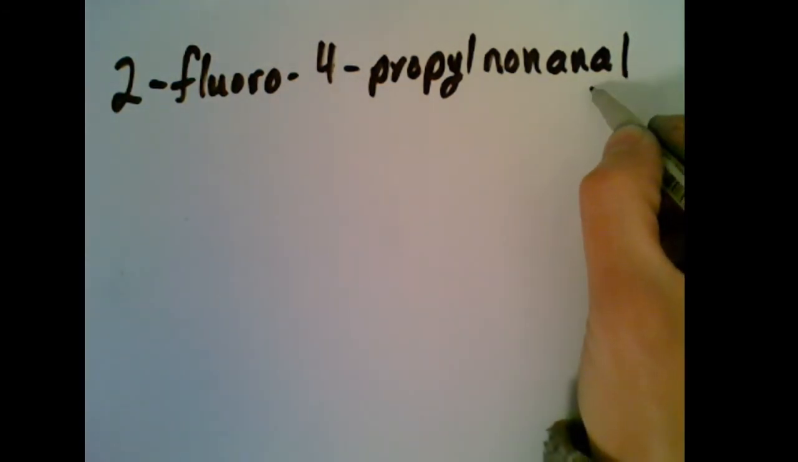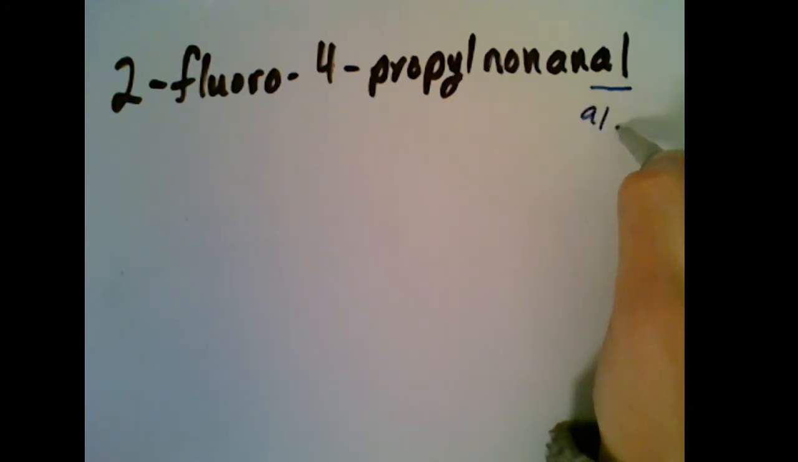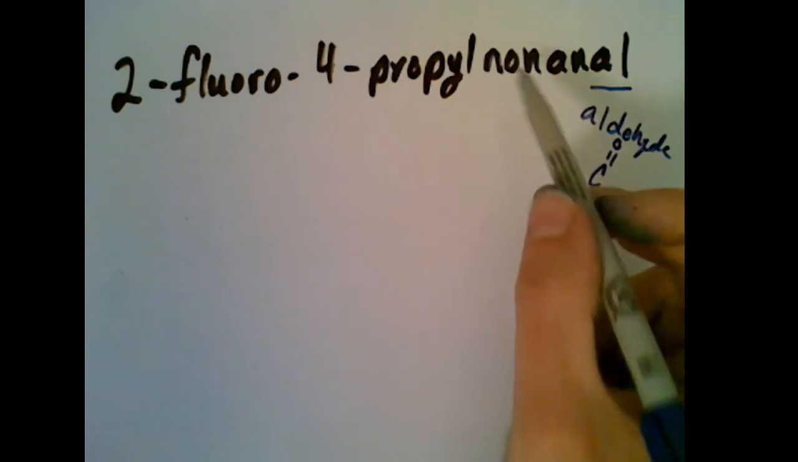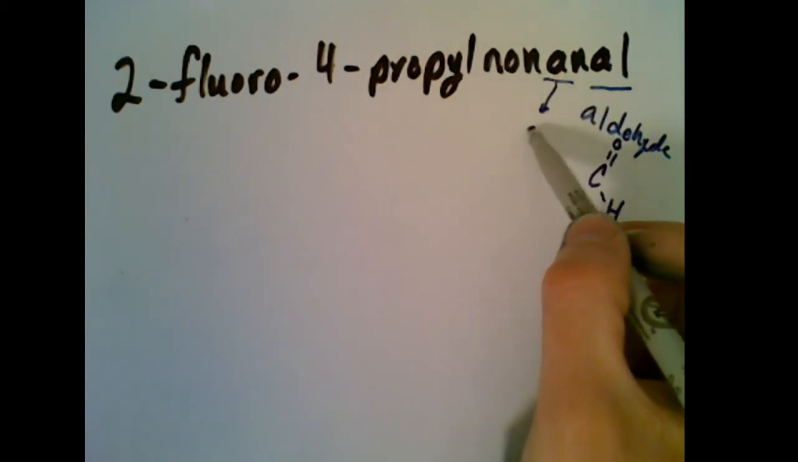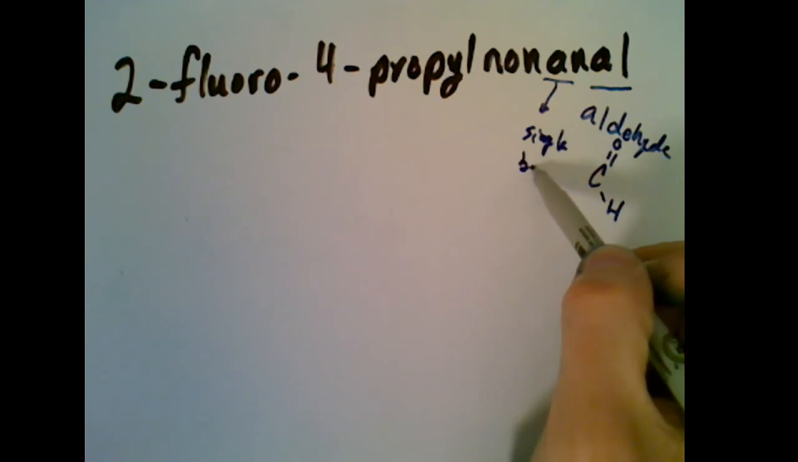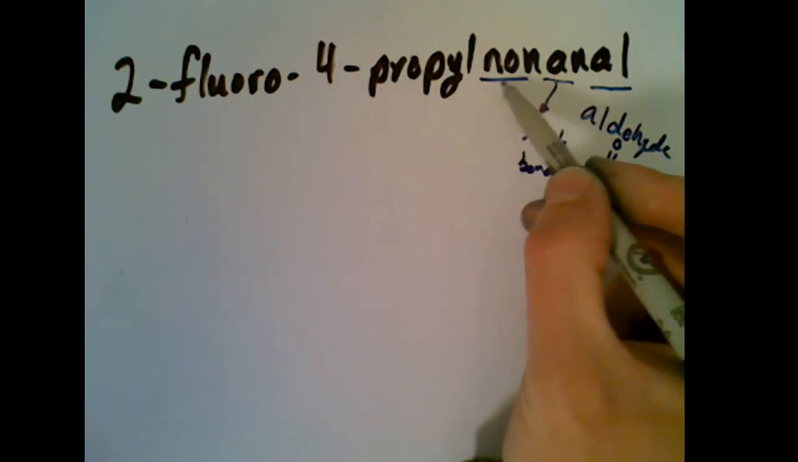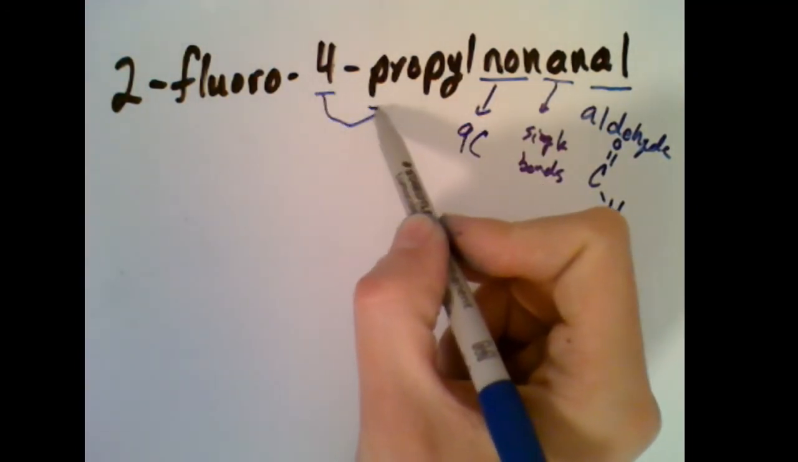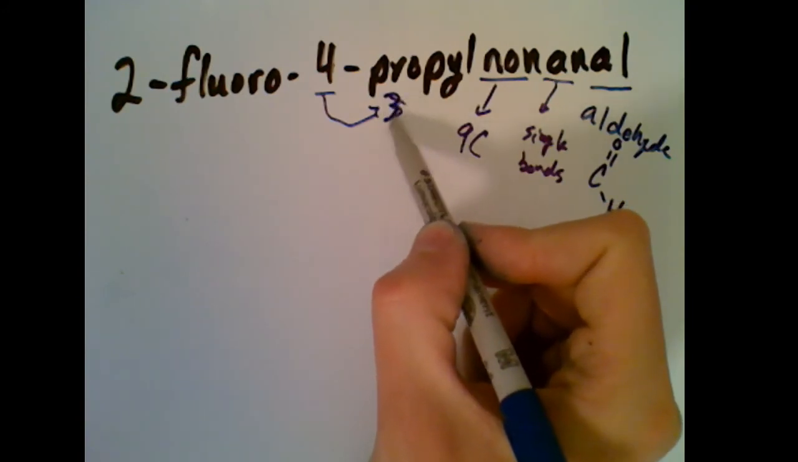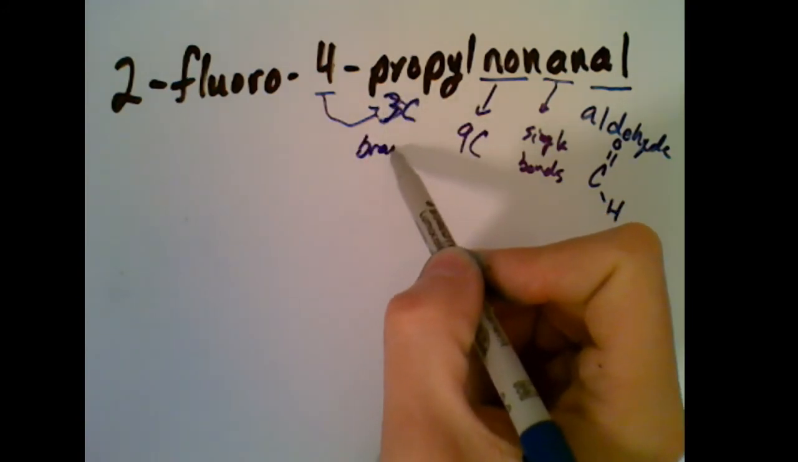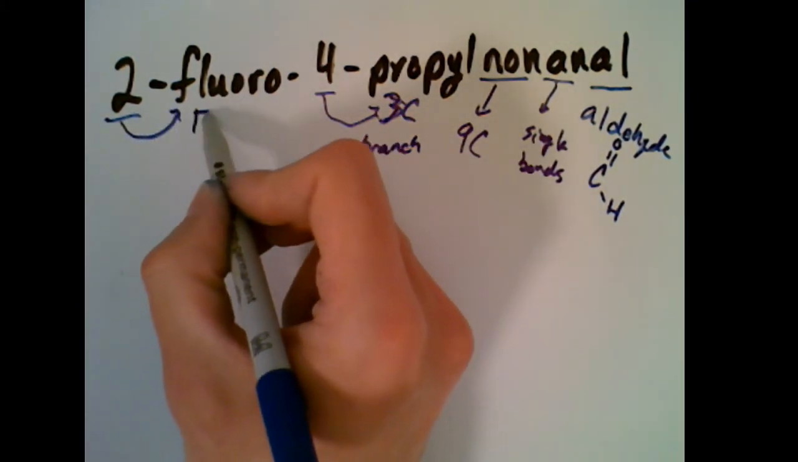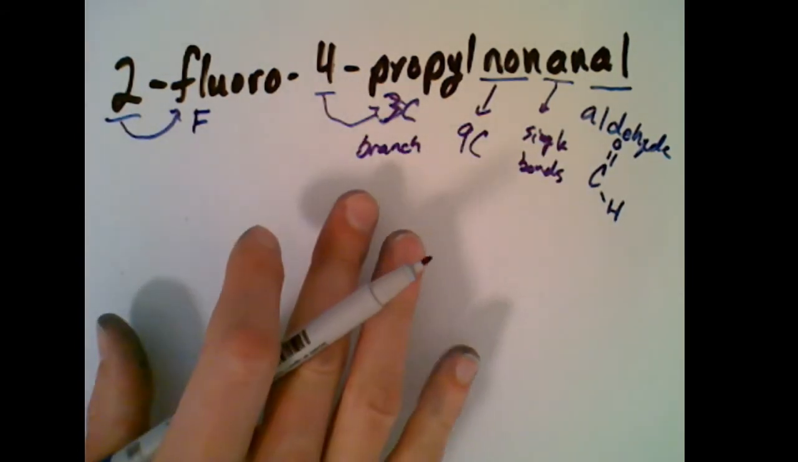So AL ending should tell you aldehyde. So you know you have your C double bonded to O at the very end of this chain. And this chain is only going to have single bonds. So you have single bonds connecting everything, and it's going to be a 9-carbon chain. But on the 4th carbon, there is going to be a 3-carbon branch, so a 3-carbon alkyl. And on the 2nd carbon, there is going to be a fluorine. So we've got a lot going on here.